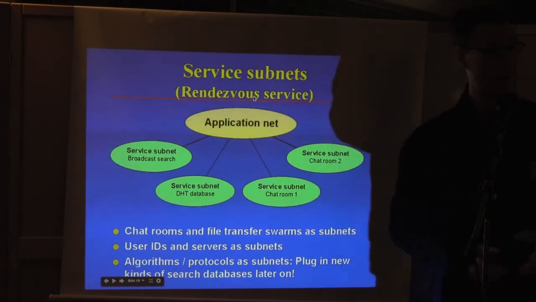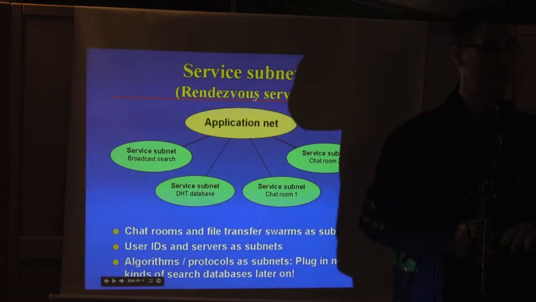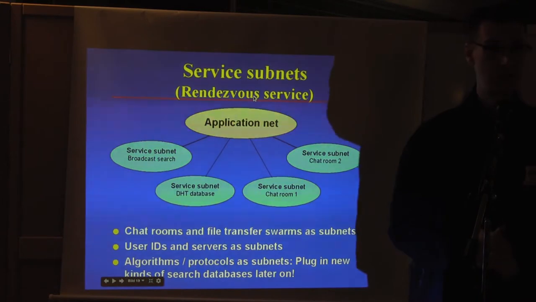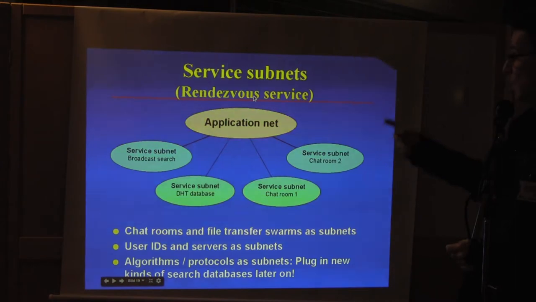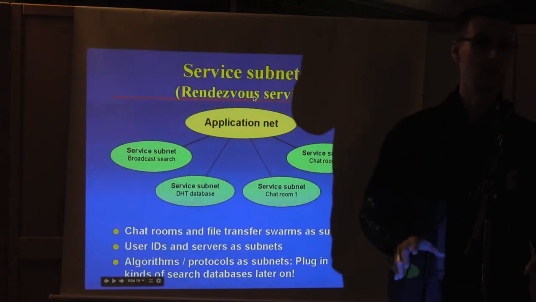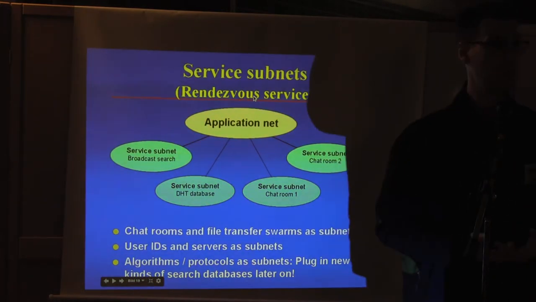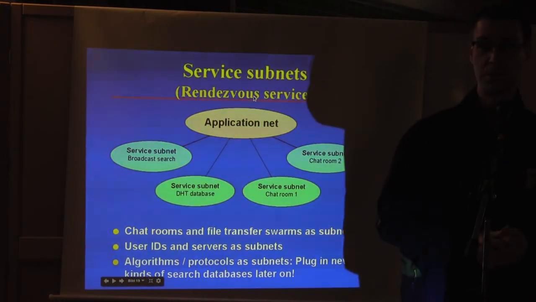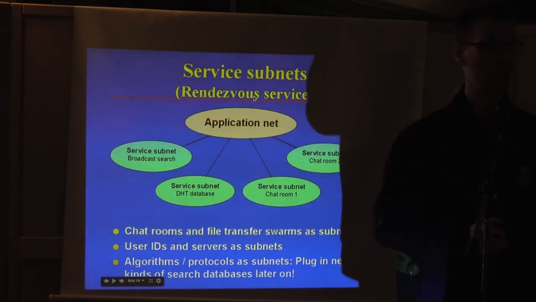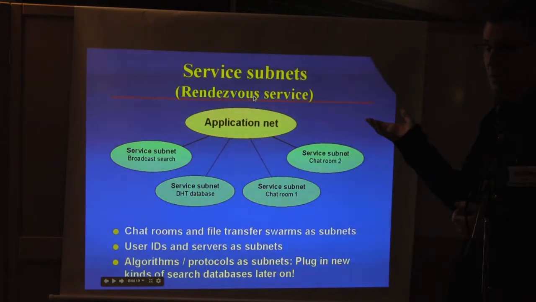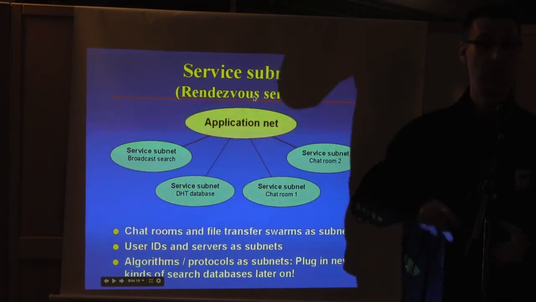A level down, we're at the application subnet level. So in your single application, you then have several different service subnets underneath. A typical service subnet that most of you have already encountered is the BitTorrent swarm. That could be a BitTorrent application with several different BitTorrent swarms underneath. But it could be other things also. If you have an instant messaging application or a voice over IP application, your username would be a single service subnet. And everyone who wants to connect and talk with you will use the lookup service or rendezvous service on this network to find your subnet and connect to you.